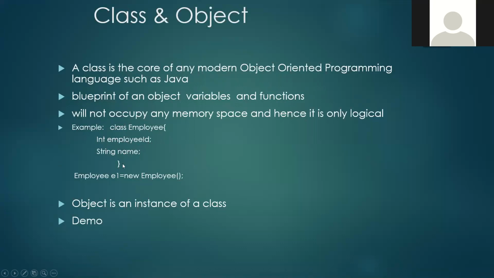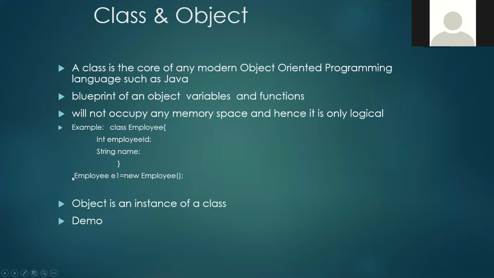So whenever you define this, this is not going to occupy any memory space. So this is only logical. So the moment you create an instance of this, so the instance is what we call as object. So the moment you create that, then that object will occupy memory from heap, and that reference variable will occupy memory from stack. So this is the instantiation of a class, you can see.